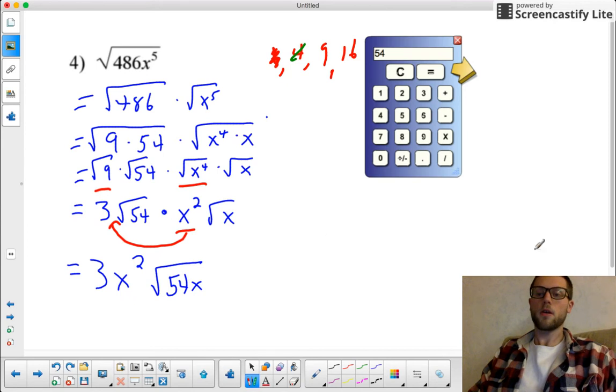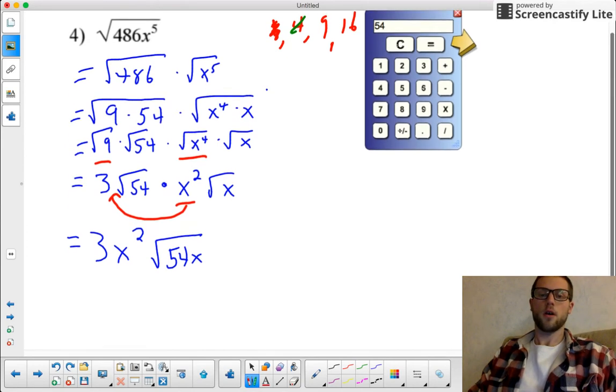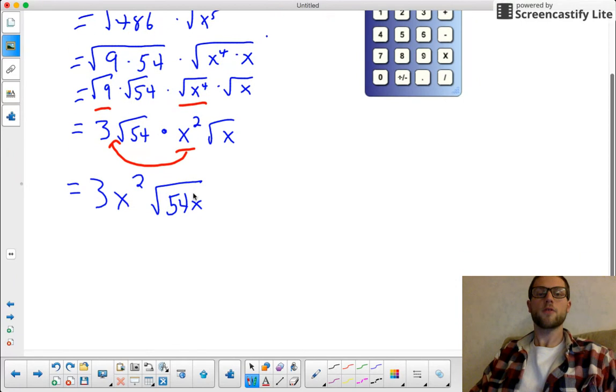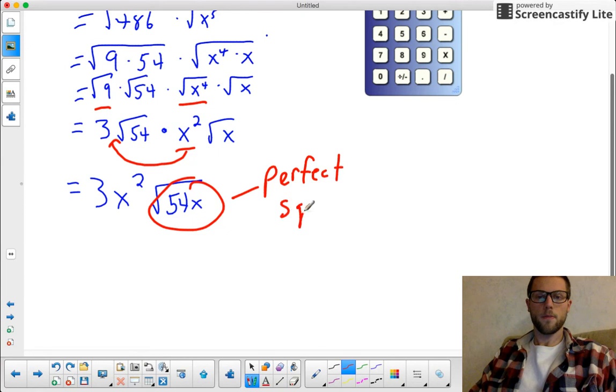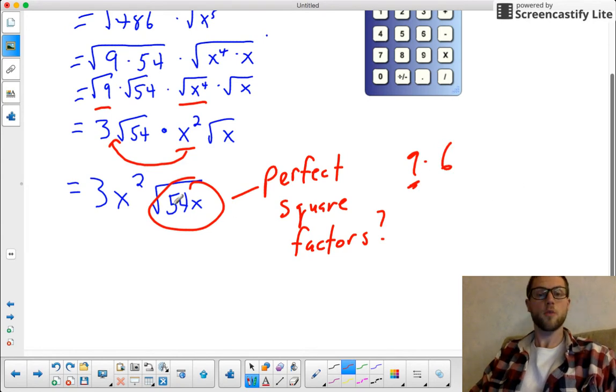Now, it might appear that I'm done. However, I must remember to check what's left inside this radical. I always want to ask myself, are there any perfect square factors in this remaining radical? And the answer here is yes. Hopefully you're seeing that 54 can be written as 9 times 6, and we know that 9 is a perfect square, so I can continue to simplify this further. So we've got to do that.